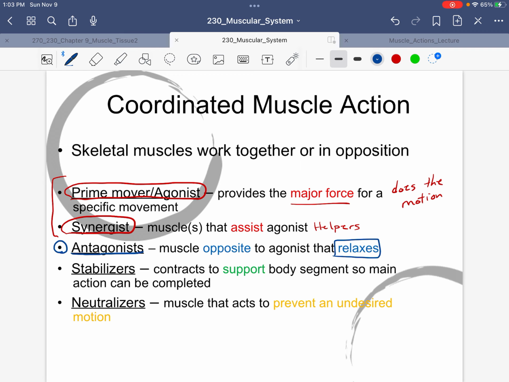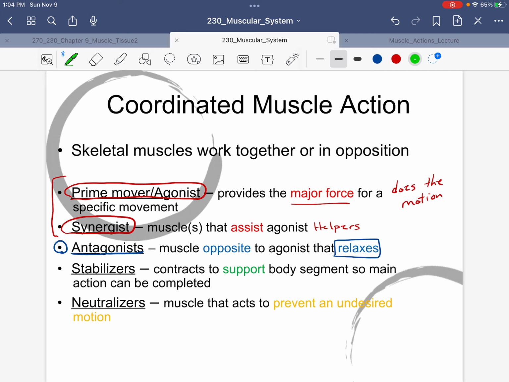That allows the prime mover to do its job. Folks, you can make sense of this: if the biceps brachii and the triceps brachii contract at the same time, isn't it going to be a stalemate? One muscle is trying to flex at the elbow, the other muscle is trying to extend at the elbow. You'd have a stalemate. So we want one muscle group to contract to do its job, and we want the opposing muscle group to relax so that the other muscle group can do its job.